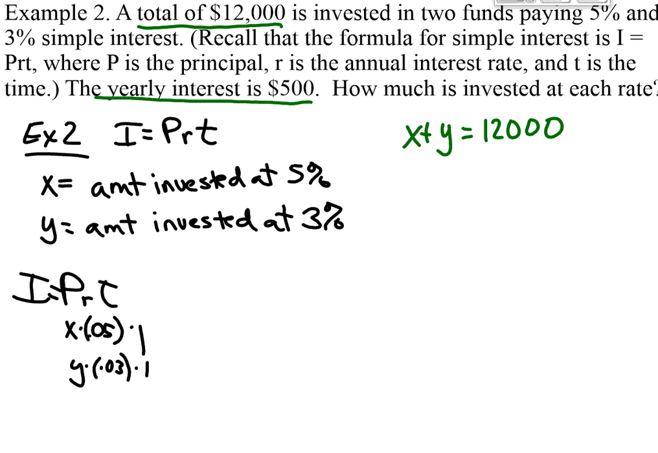And so to get our interest on that 5% pot, so to speak, it'll be 0.05 times X times 1. So 0.05X plus 0.03Y equals, and so that's the interest from the 5%, the interest from the 3%, and we know that our total interest is $500. So we get our two equations and two unknowns.